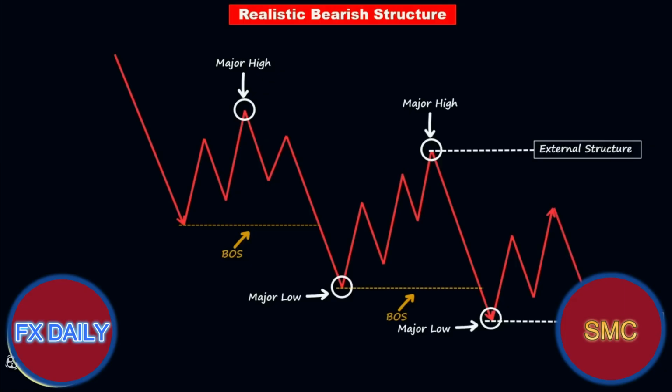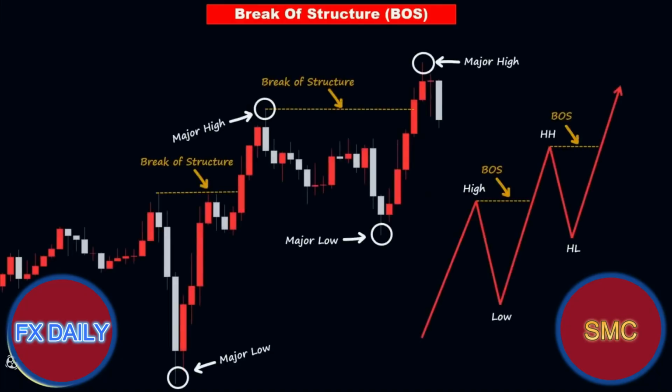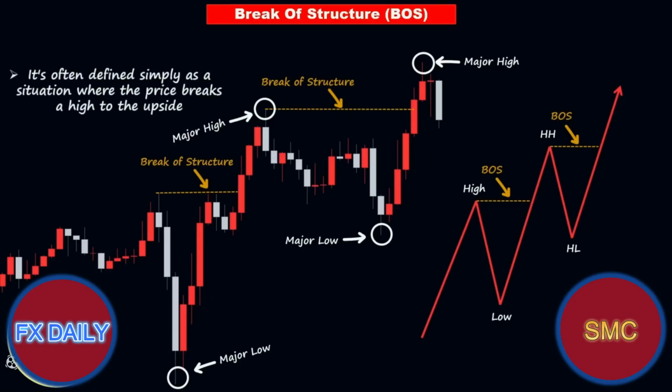Now we want to address another aspect of the market structure, which is very important: breaking the BOS structure. You have probably encountered this in various trading training courses, smart money videos, and trading books. For example, in the simplest case, in a bullish structure, the failure of the structure is usually defined as a situation where the price breaks a high upwards and actually continues.